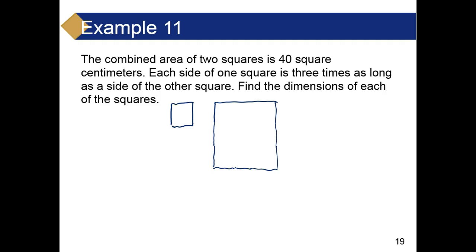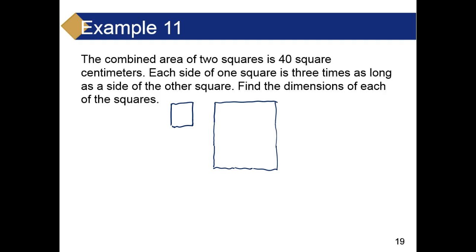So, combined area of two squares is 40 square centimeters. We'll get that in a minute. Each side of one square is 3 times as long as the side of the other square. Find the dimensions of each of the squares. Now, I like to cheat a little bit. I like to find what they're looking for, the dimensions of each of the squares. Well, the dimension of this square would be how long that is or that is. They're supposed to be all the same. And the dimension of this would be each of those. Obviously, not quite square, but just imagine they are.